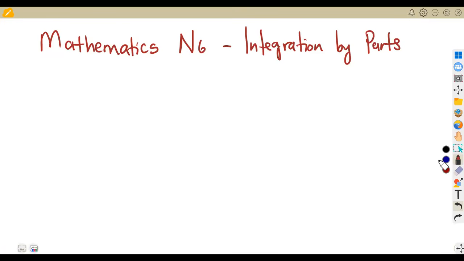Remember, in Mathematics N5, I introduced you to integration by parts and said that if you are given a product of two terms, it can be an algebraic term and a trigonometric term, and you're asked to integrate, on that condition you are supposed to apply integration by parts. We saw that there was a lot of things that we had to consider, which is exactly the same with this part.